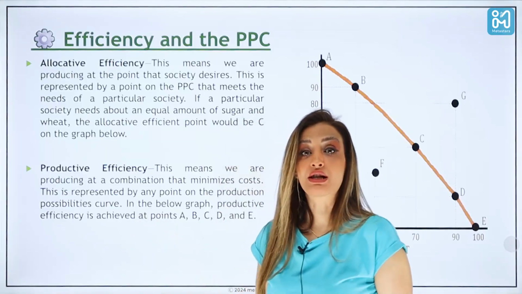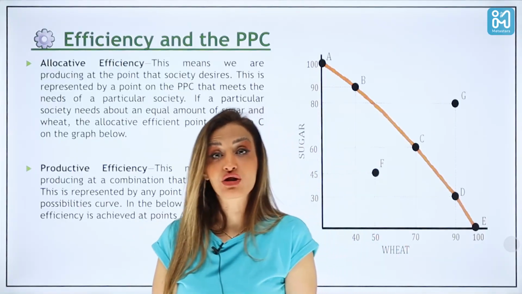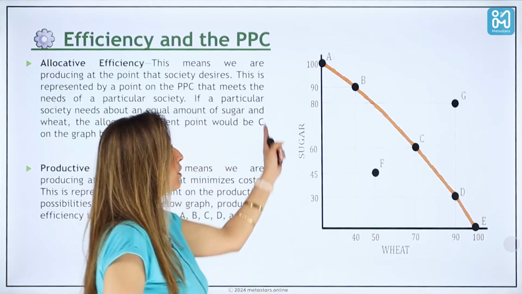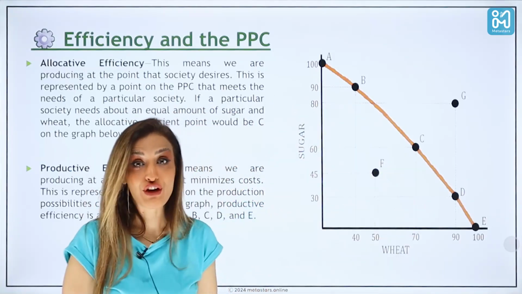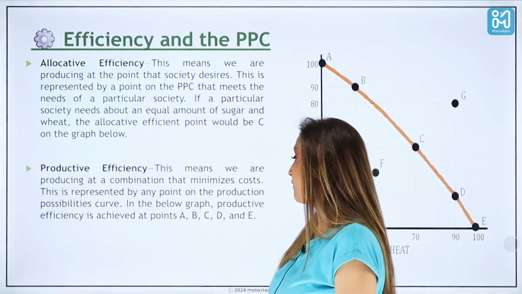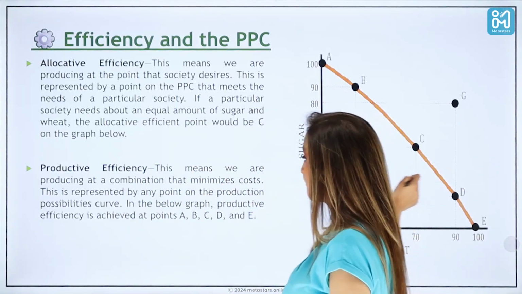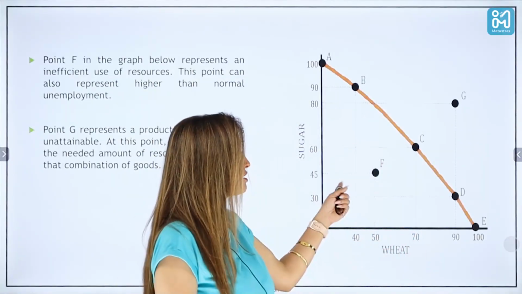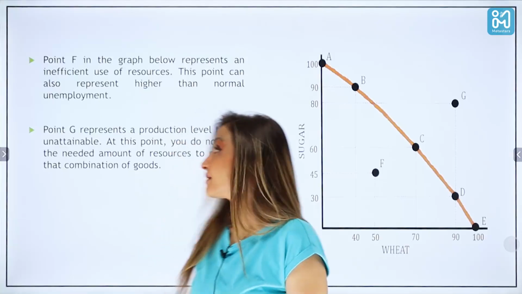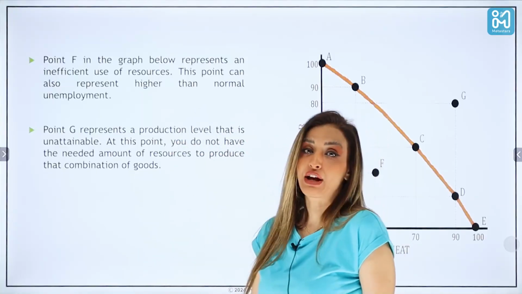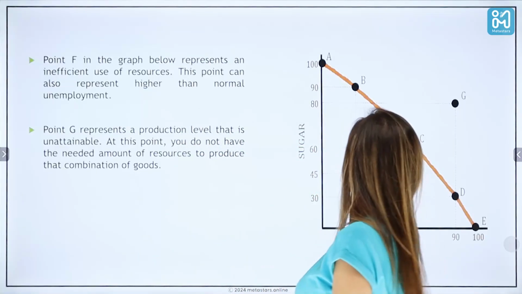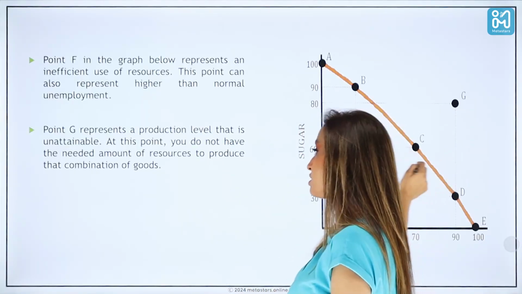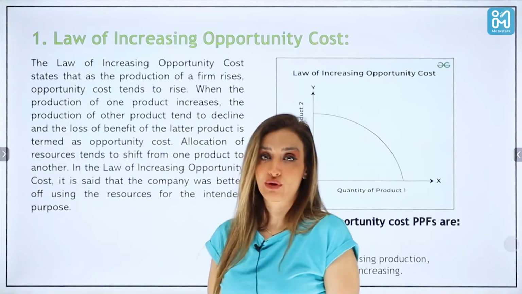In productive efficiency, I am producing a combination while minimizing my costs, which means I'm talking about all the points on the curve: A, B, C, D, and E. Okay, as we mentioned before, F is underutilization. Why is it underutilization? It might represent higher than normal unemployment. The point G is unattainable since I don't have enough resources to produce both goods.